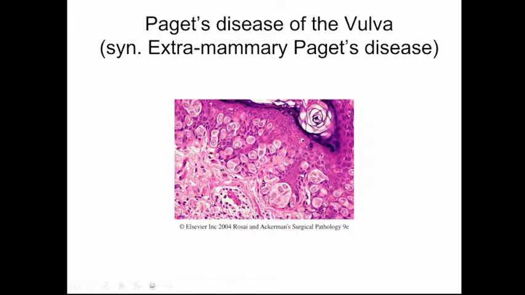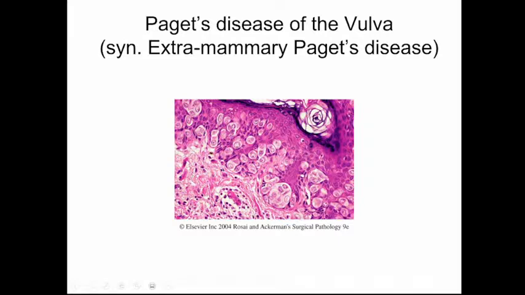Then Paget's disease of the vulva, also referred to as extramammary Paget's disease, because there is an equivalent lesion in the breast, as we saw last time. So you have these large malignant cells within the epidermis, either singular or in clusters. And typically, there is an underlying ductal carcinoma in the subepithelial area. Okay, so this is a typical picture of Paget's disease of the vulva, large malignant cells within the epithelium.